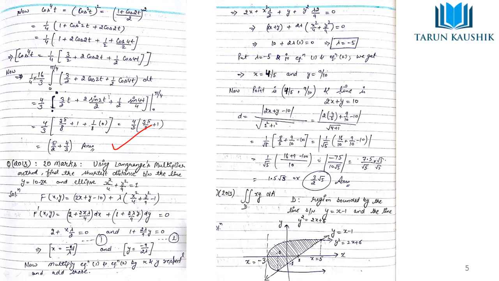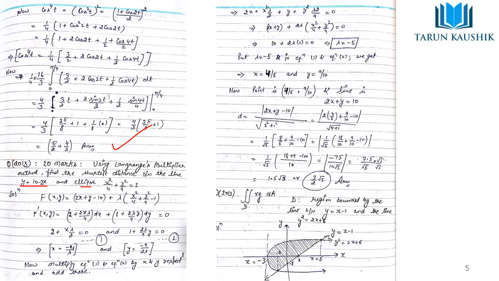Okay, so in 2013, a question of 20 marks was asked. This is for the Lagrange's multiplier method, which we have discussed in the last lecture. This question I had skipped, so we will be seeing it here. We are required to calculate the shortest distance between this line and this ellipse.